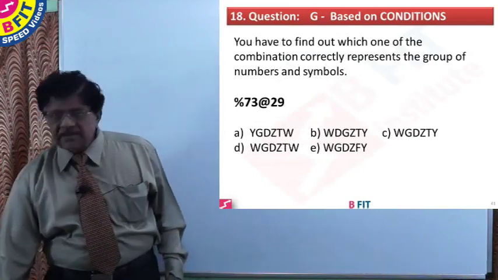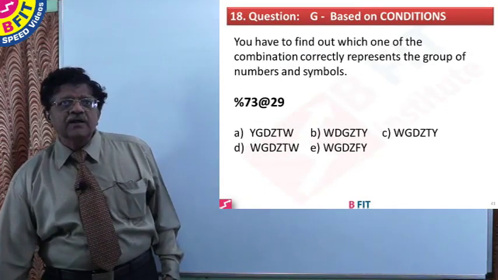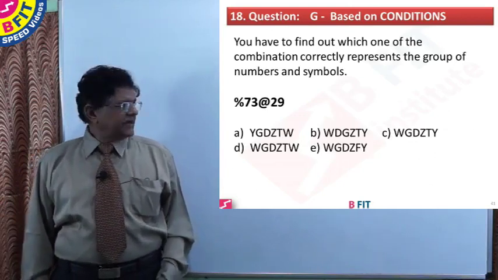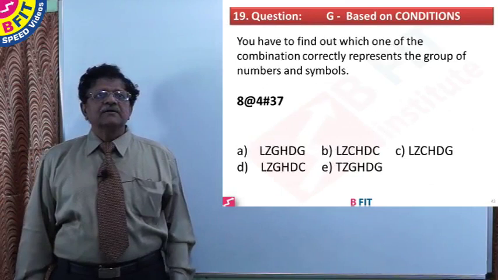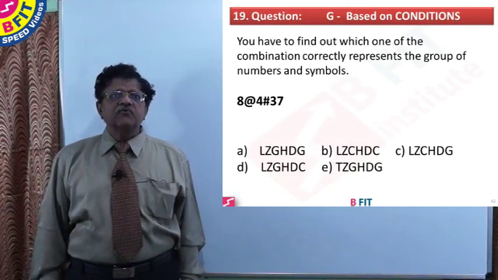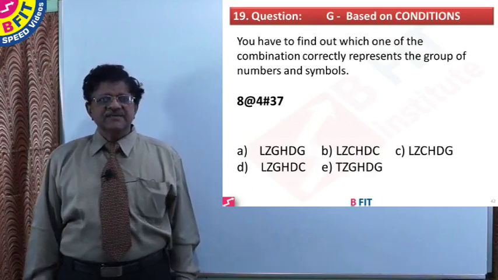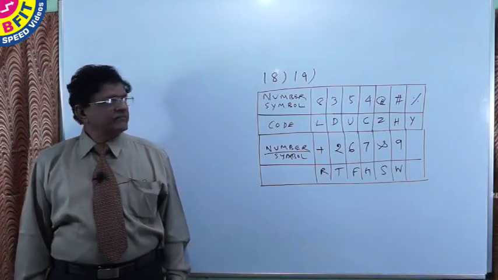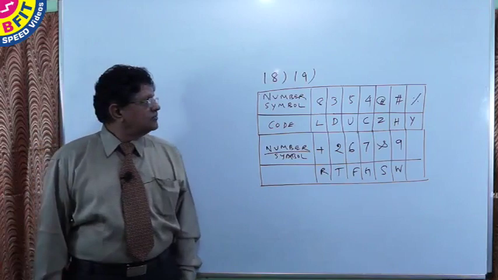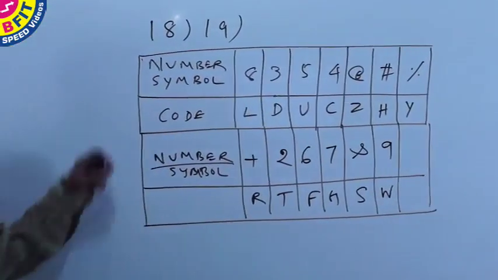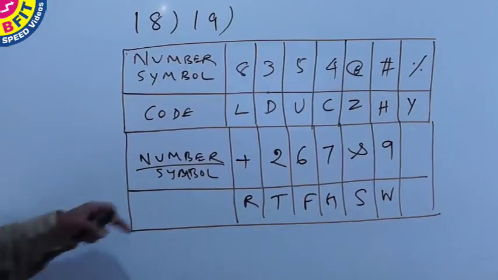For question number 18, we have to arrive at the code for %73@29, and for question number 19, we have to arrive at the code of 8@4#37. Now let us see the working. All I have done here is write the number and code so that we need not waste our time.